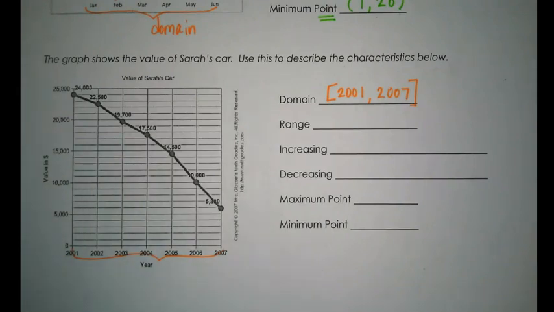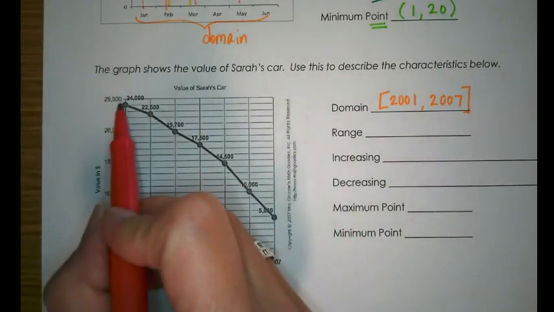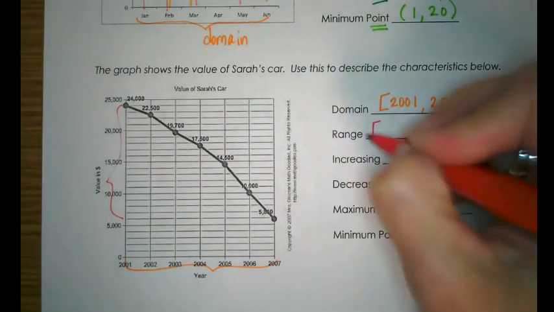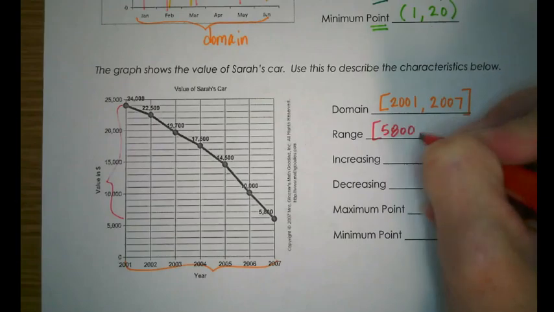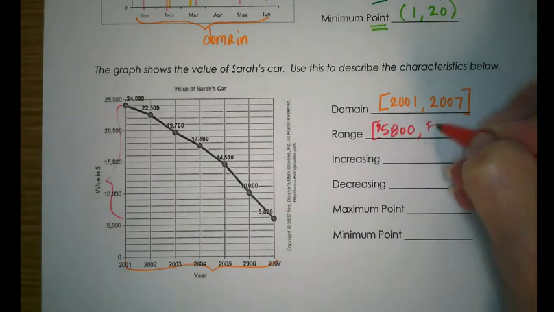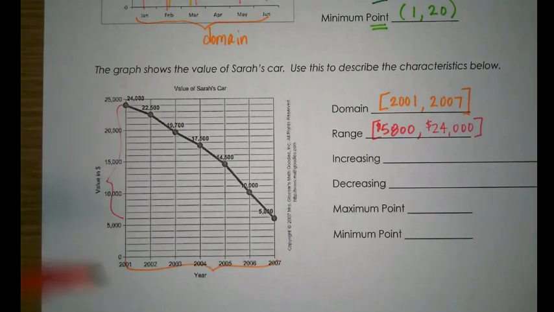All right, now we're going to look at the range. So the range, now the graph goes from 0 to 25,000, but the range of her value goes from $5,800 to a value of $24,000. So the range of the cost of the car, the value of her car, even though the graph went from 0 to 25,000, the value of her car went from $5,800 to $24,000.